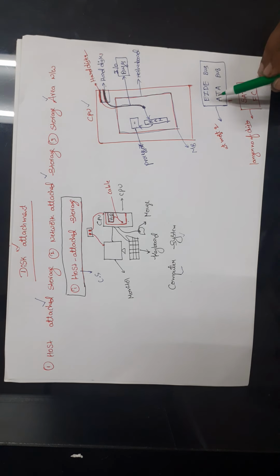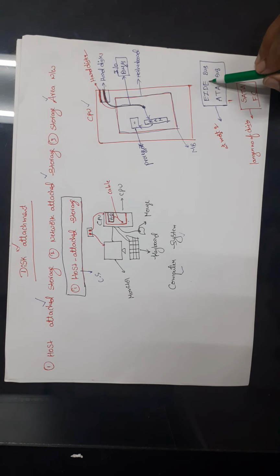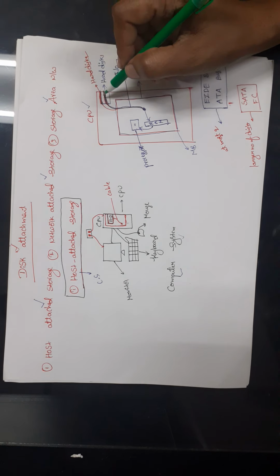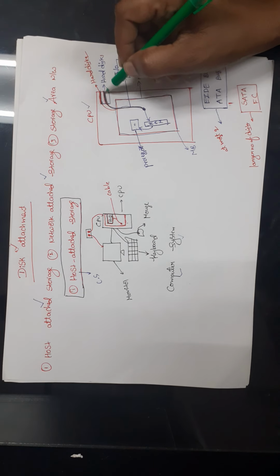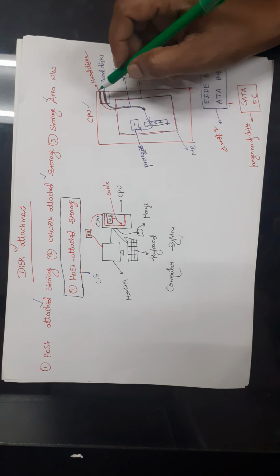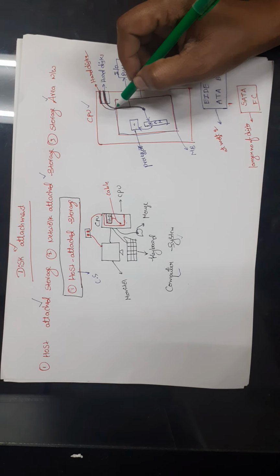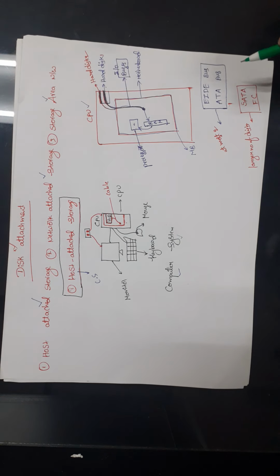We can use EIDE, that means enhanced integrated drive electronics bus, or we can use advanced technology attachment bus. These are the different types of buses. But if you use these two buses, then we can connect only two hard disks. Let us assume that this is hard disk 1 and this is hard disk 2.